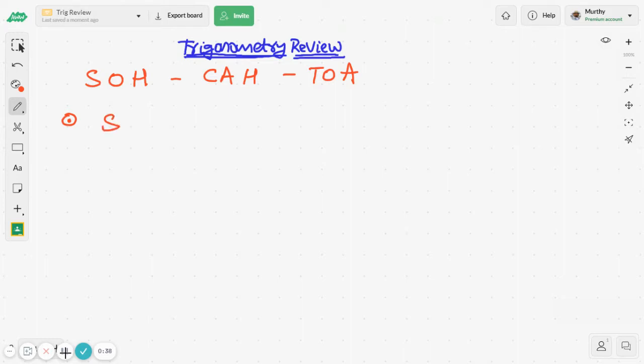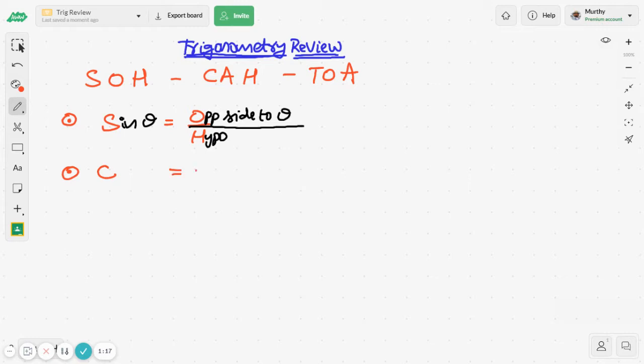S-O-H. So S equals O over H: O goes to the numerator, H goes to the denominator. Here S stands for sine theta, and O is the opposite side to theta. Please do write in detail. Don't just write "opposite" or "opposite side"; instead, mention opposite to what. That makes sense.